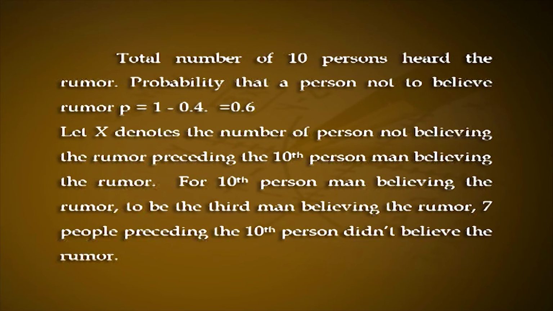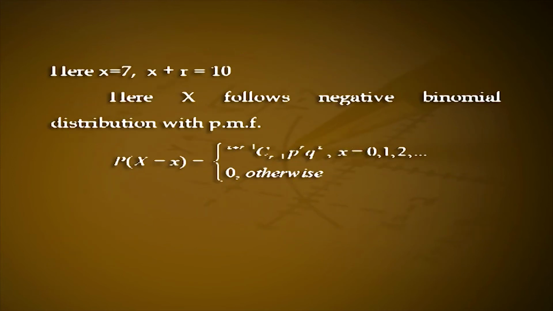For the 10th person to be the 3rd person believing the rumor, 7 people preceding the 10th person didn't believe the rumor. Here x is equal to 7, x plus r is equal to 10. Here x follows negative binomial distribution with PMF p of x is equal to small x, that is equal to x plus r minus 1 C r minus 1 p raised to r into q raised to x for x is equal to 0, 1, 2, etc., and equal to 0 otherwise.